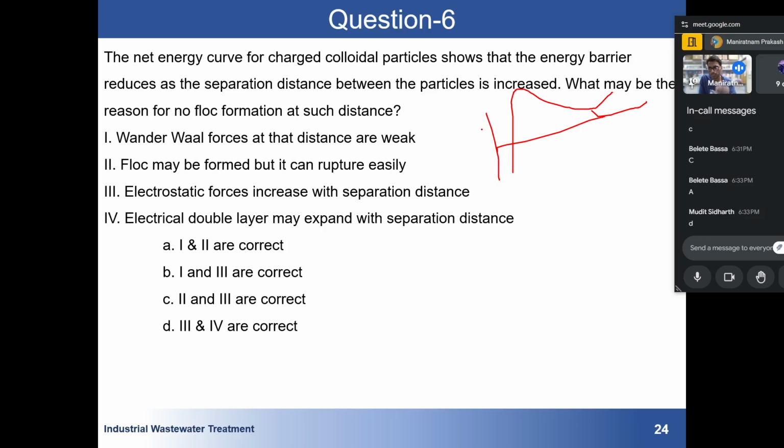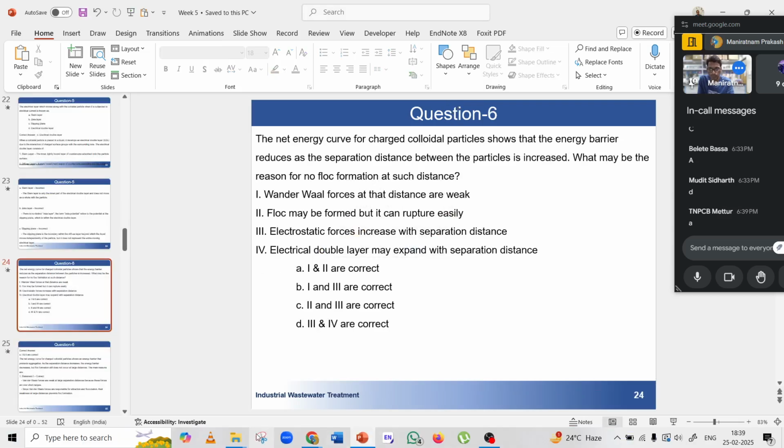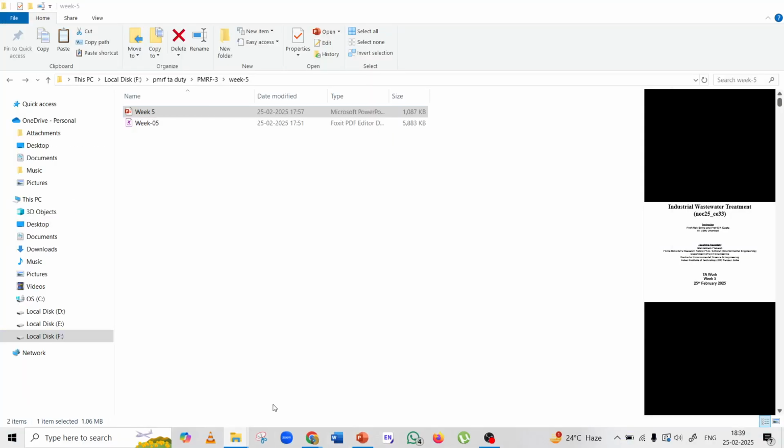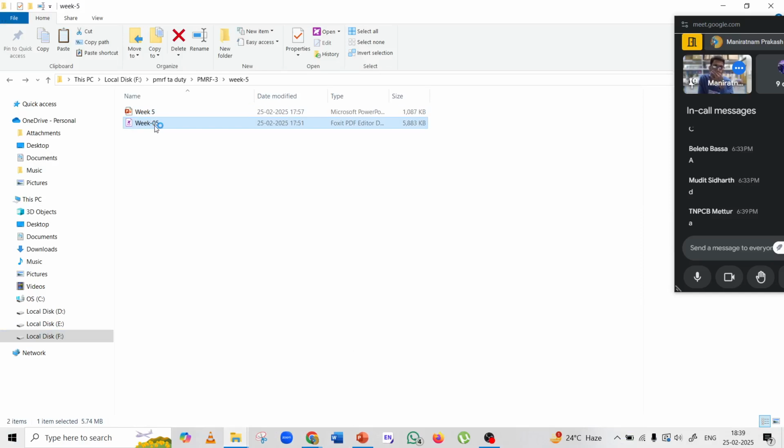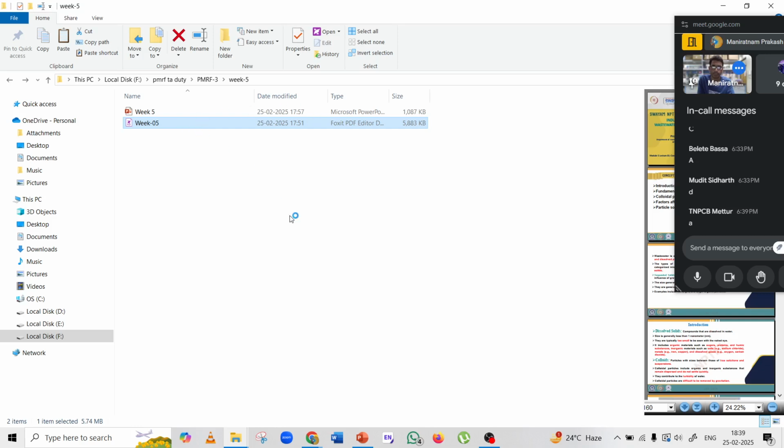Anyone with any answer? I will also show you the graph which we are discussing here. A, we have got one answer A. Let's wait, just give one moment.